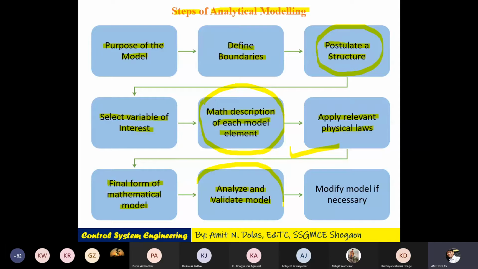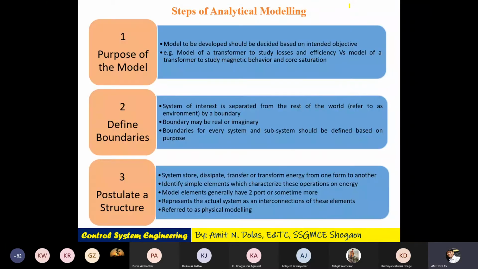Accordingly, you can analyze and validate. And after analyzing and validating that particular model, if necessary, you can modify the model, else you may stop here itself. So these are the certain steps in analytical modeling, may be asked for 5-6 marks in the examination.